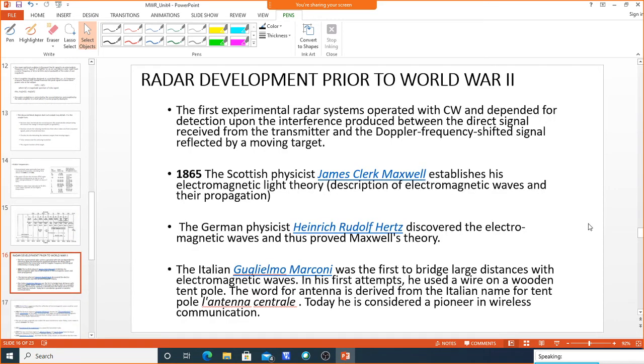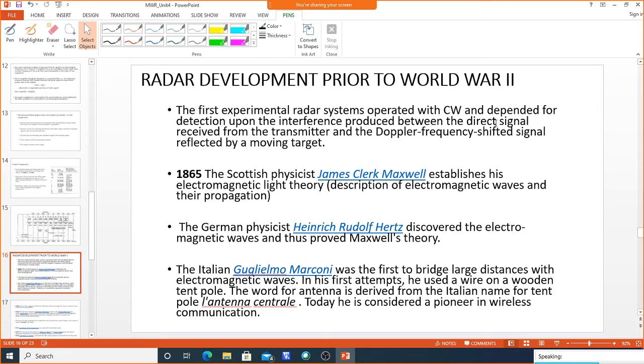So now coming to the radar development prior to World War II and its history, how it was developed. The first experimental radar system operated with continuous wave. As we have seen, there are two types we can use: continuous wave as well as pulsed wave. But the first experimentation was done using the continuous wave signal, and this signal can detect only the target range, and it does not give more information.